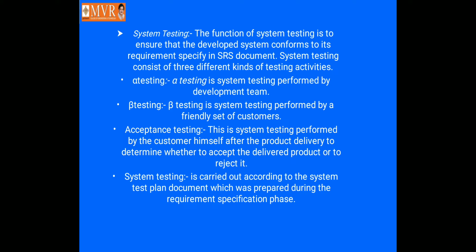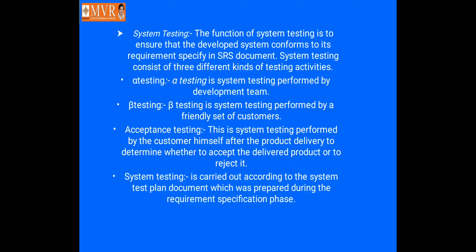Alpha testing is the system testing performed by the developer's team. So those who developed it will test it. That testing is called alpha testing. For beta testing, a set of customers are going to test. That testing is called beta testing. And the third one is acceptance testing. This is system testing performed by the customer himself after the product delivery to determine whether to accept the delivered product or to reject it.